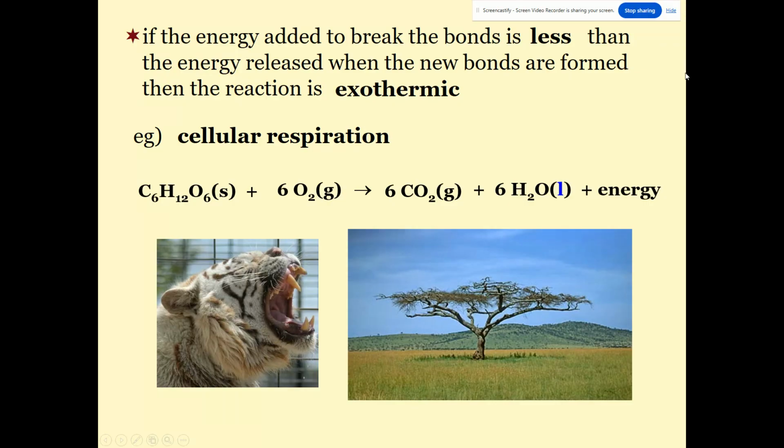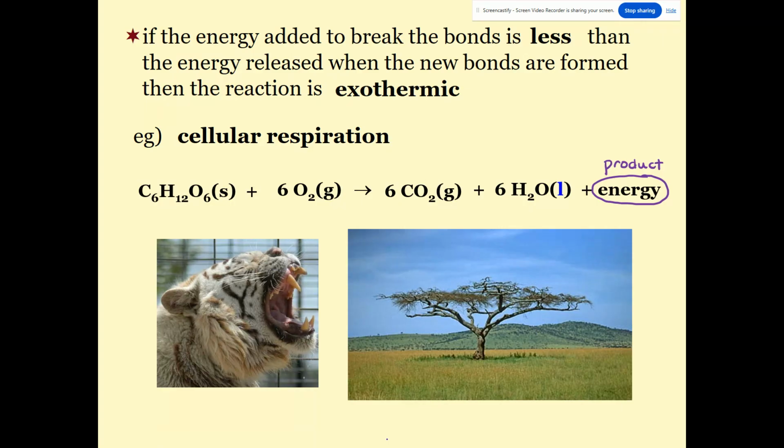Notice again how energy is now written on the product side of the reaction, which we'll talk more about today as well. The energy is being produced in an exothermic reaction. It is being formed. It is being released. These are all synonyms that we use to show that it's an exothermic reaction.